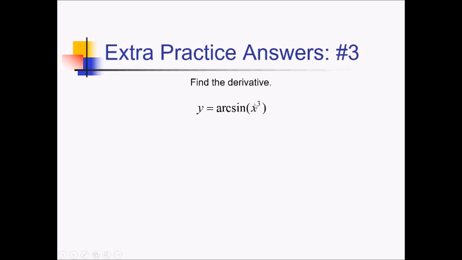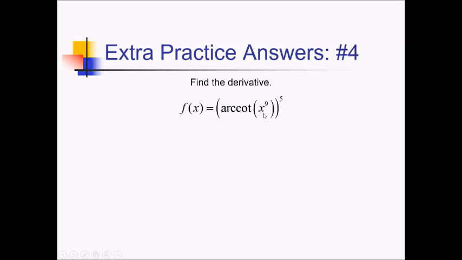For this problem, derivative of arcsine of x cubed, we're going to start by taking the derivative of arcsine of something using our chain rule here. So that's 1 over the square root of 1 minus something squared, so x cubed squared, times our derivative of x cubed, so that's 3x squared we're multiplying by. And if I wanted to simplify this, I could write this as 3x squared over square root of 1 minus x to the 6th.